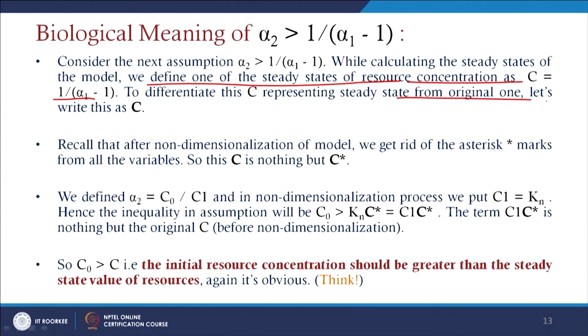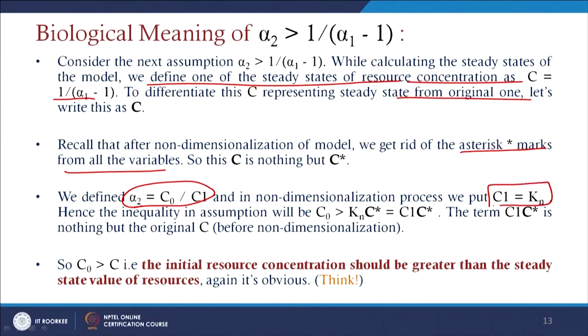To differentiate this C representing the steady state from the original one, let us write this as, suppose, C here. And if you see that after non-dimensionalization of the model, we just get rid of the asterisk marks from all the variables. So, this C is nothing but C star here. And if you define here alpha 2, which is defined as C0 by C1, and in the non-dimensional process we are putting C1 equals to Kn.